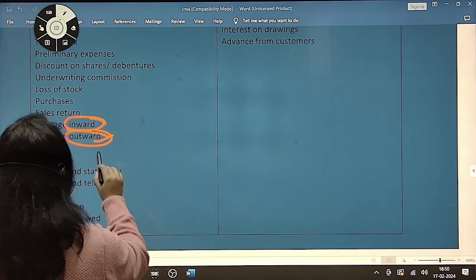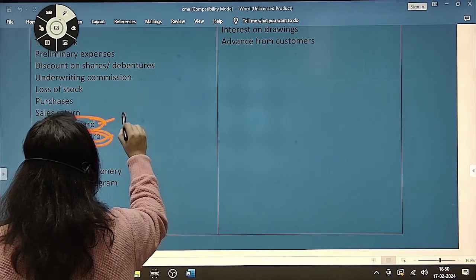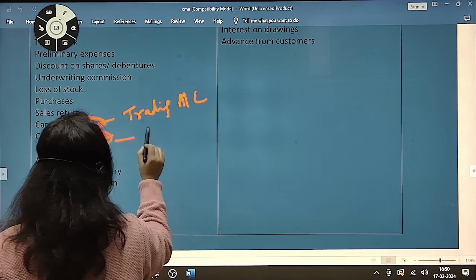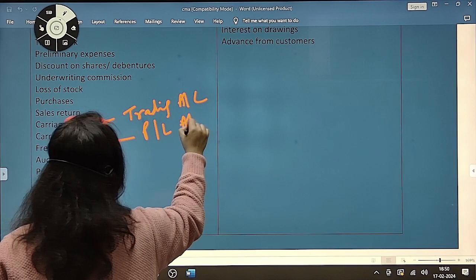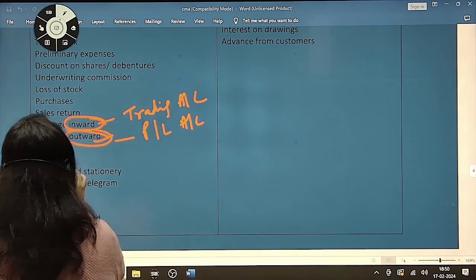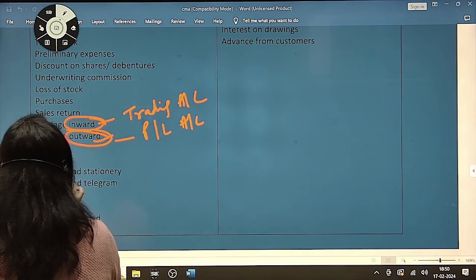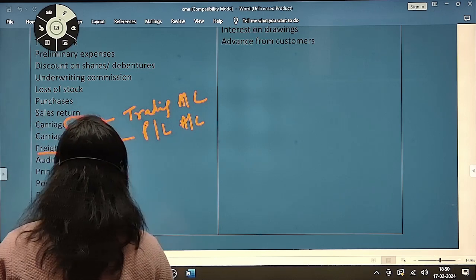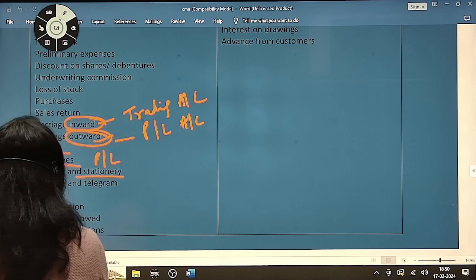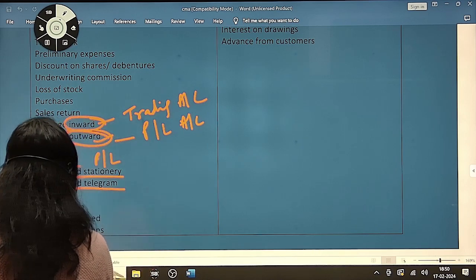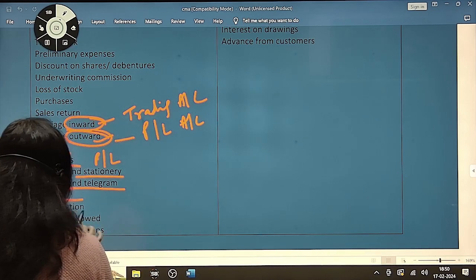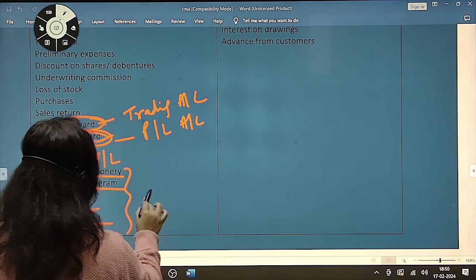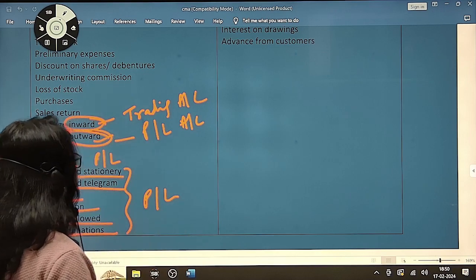Here carriage inward will go to trading account and carriage outward will go to PL account. Then audit fee will go to PL account. Printing and stationery, this is an expense, will go to PL account. Postage and telegram, repairs, depreciation, discount allowed, charity, all this will go to PL account.